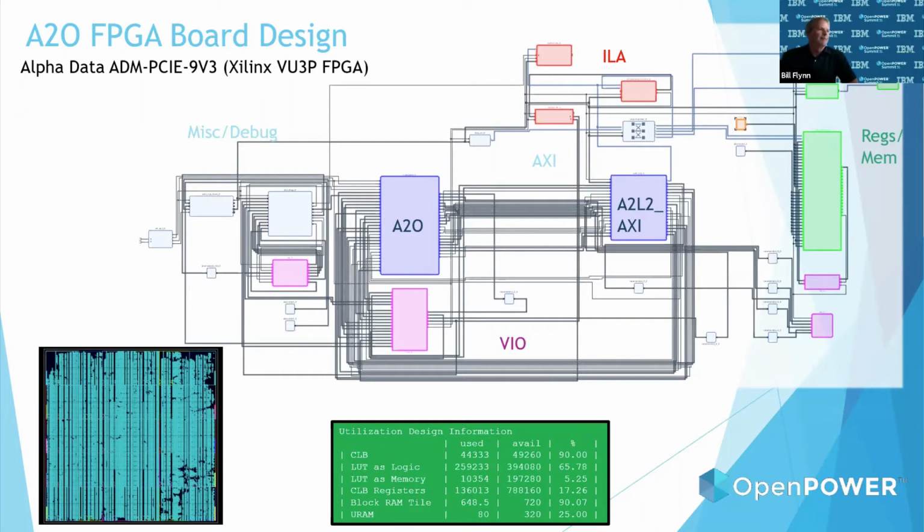So even with putting the BRAMs in URAM, which we hadn't done for A2I, we were still way up there on LUTs and BRAM utilization. But besides that, the overall layout's very similar. We did not combine the A2O core with the A2L2 AXI logic, not for any real reason, just as it had started to be built that way at the top level. We just created those IPs separately.